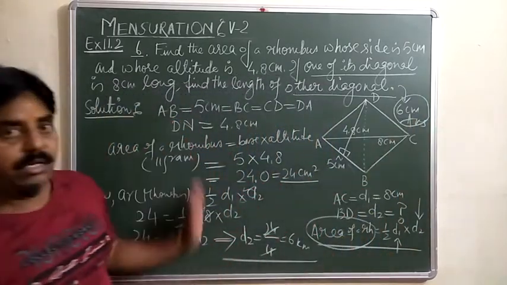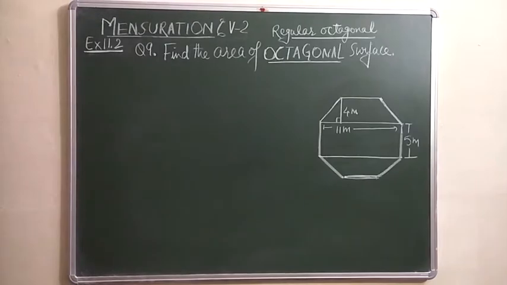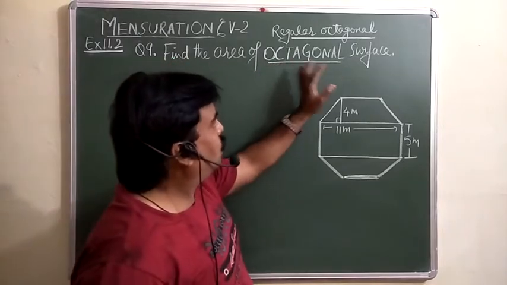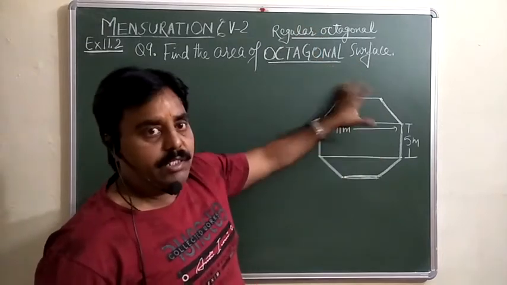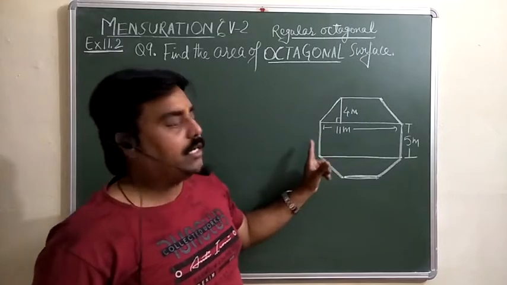This one. Have a look. Yes, next you have to find the area of this octagonal surface. This is a regular octagon that is given. Regular means all the sides and all the angles are equal.